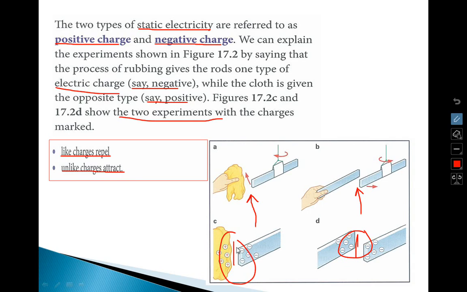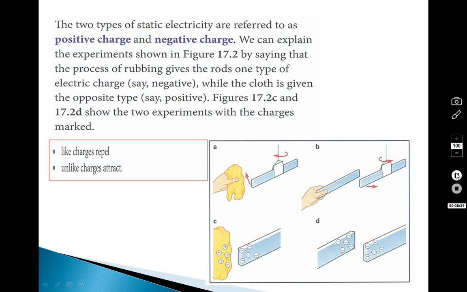So there is a force here and a force here. The force here is attraction, the force here is repulsion. So the conclusion is that there are two types of static electricity: positive charge and negative charge.